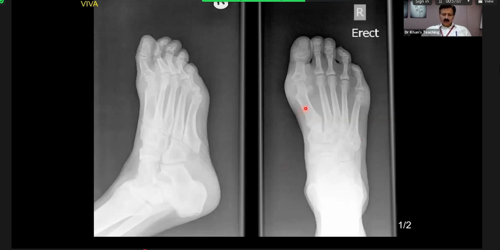Now, if you see here, in gout, what happens is that there are punched out erosions with overhanging edges. Key finding, one of the key findings, you have to develop your eyes on this.